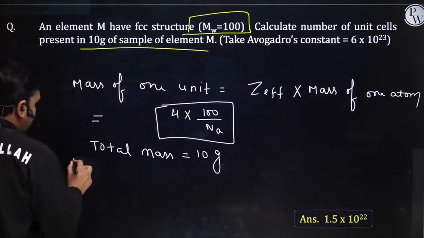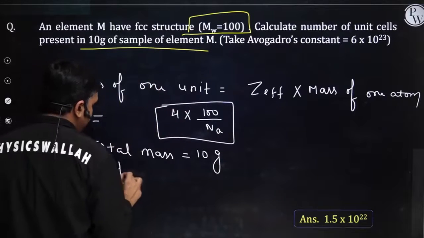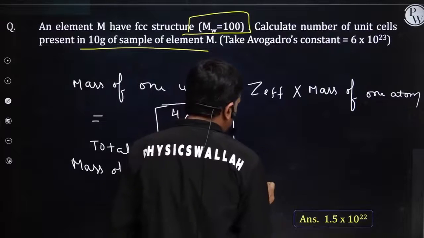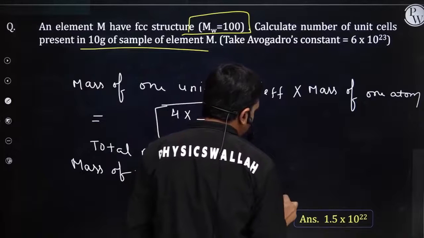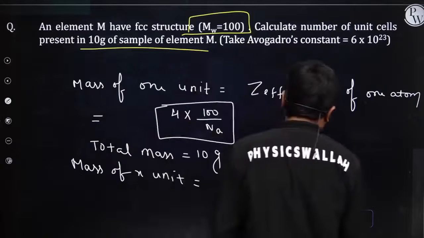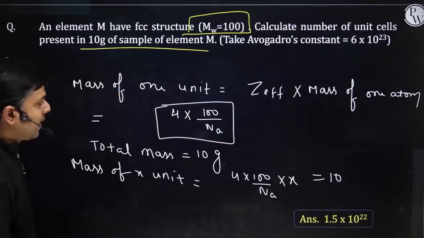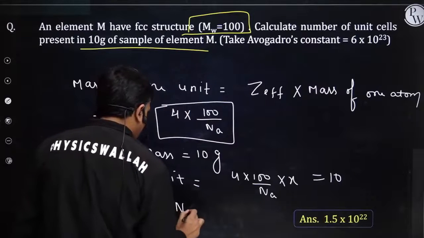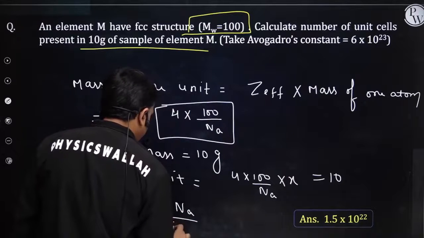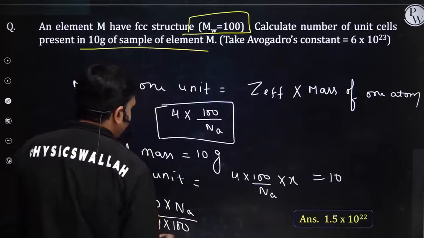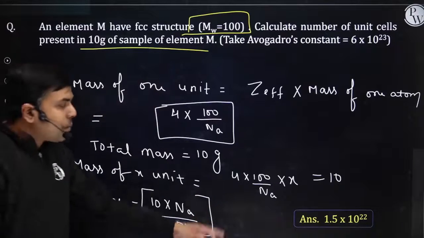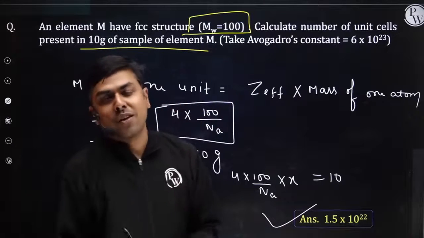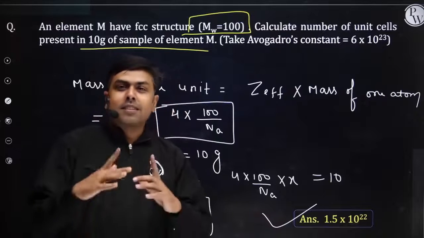So mass of x unit cells will be 4 into 100 upon Na, the mass of one unit cell, into x, and that equals 10. So from here we can easily calculate the number of unit cells, that's 10 into Na upon 4 into 100. Right, student? And the number of unit cells which we'll get is 1.5 into 10 raised to the power 22. I hope this particular question is crystal clear to you all. Let's move ahead.